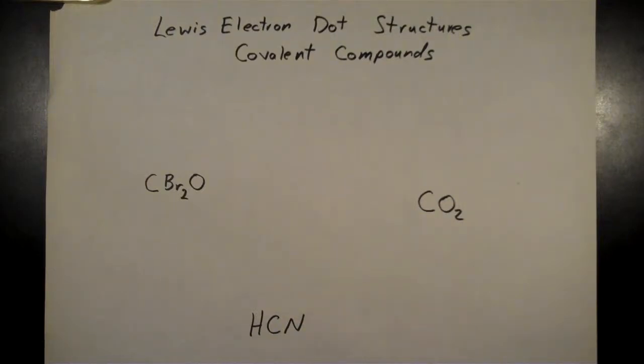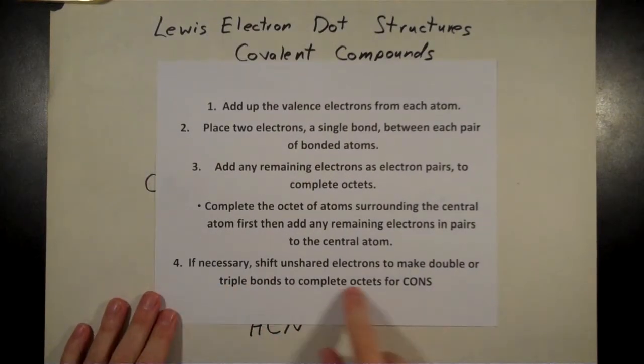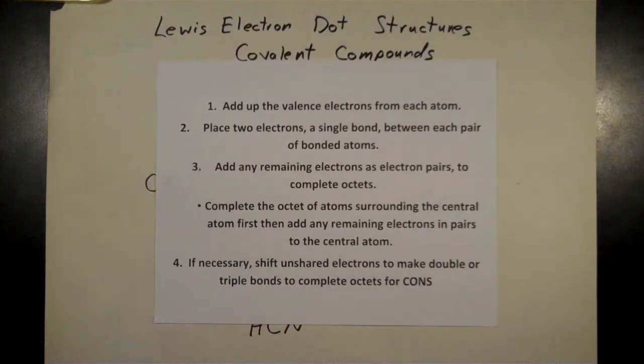Alright, in this video we're going to look at more Lewis electron dot structures, covalent compounds, with a little bit more complicated structure. And so this is where we're going to bring in this last step that we didn't really do in the last video.